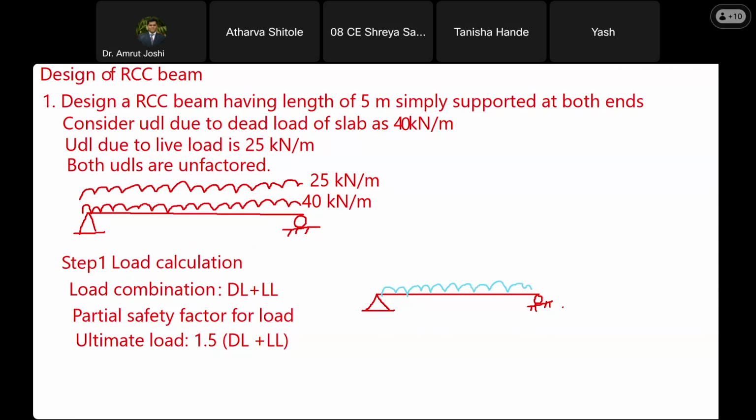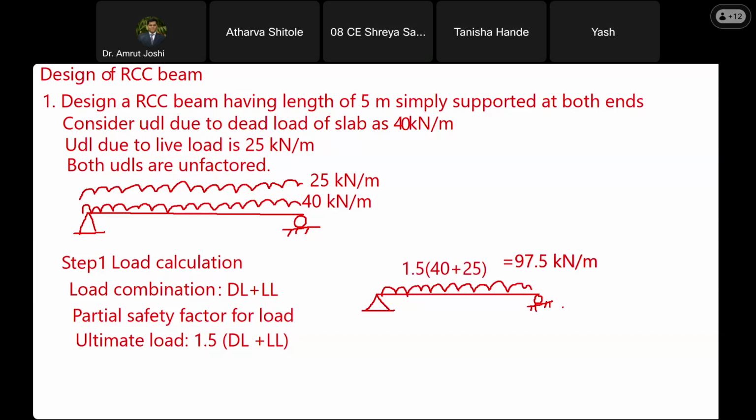Okay, so the total load is going to be 1.5 times dead load plus live load. So let me write down that load. It is 1.5 times dead load plus live load, that is 40 plus 25. So can somebody do the calculation and tell me how much is this? 1.5 times 65. 97.5. So this is 97.5 kilonewton per meter.